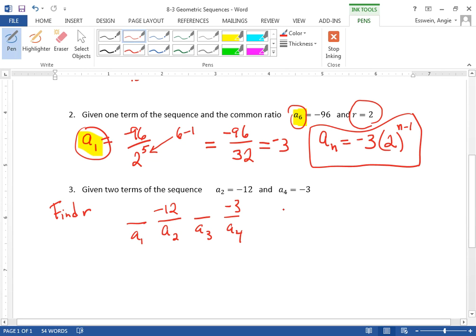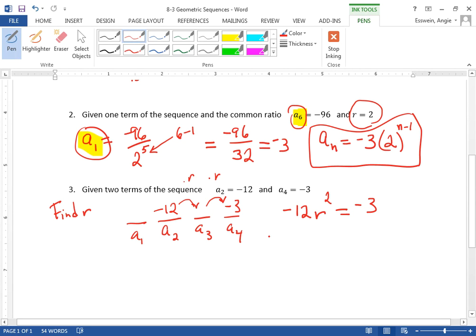Well, if we want to go from negative 12 to negative 3, how many times do we multiply by r to move from here to here? Twice, right? So that would be times r, and then moving again would be times r. Twice. So basically, that's r squared, and that gets you to negative 3. So I'm writing an equation for myself to solve for r.